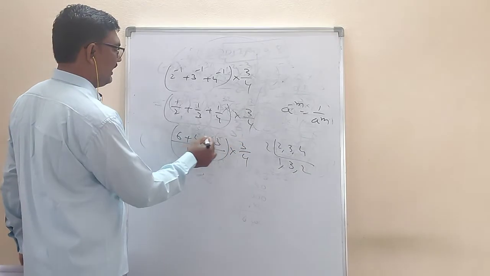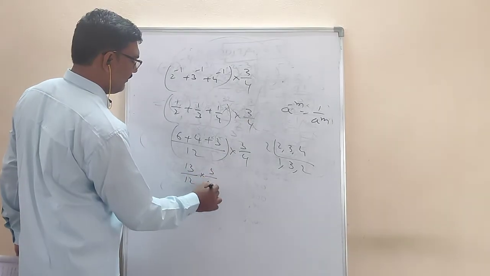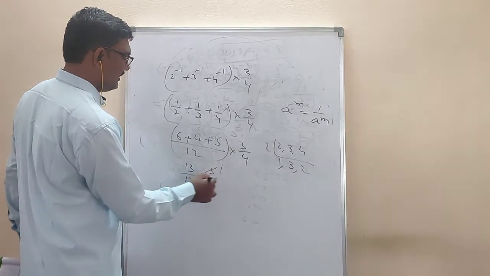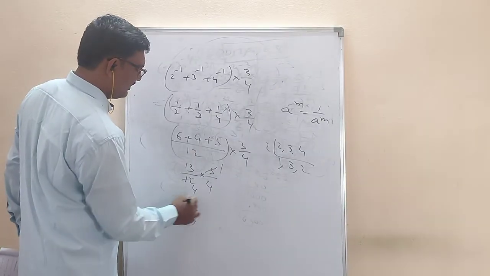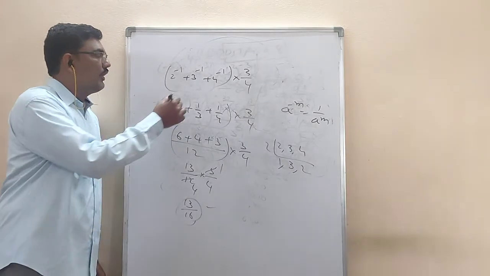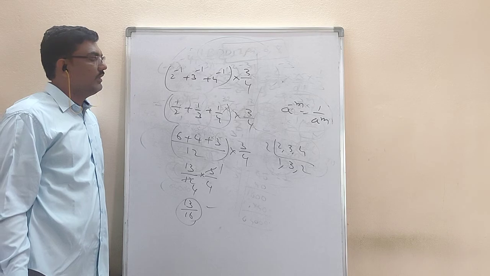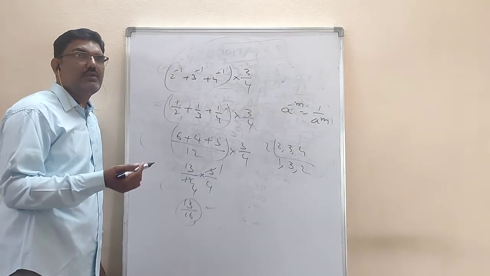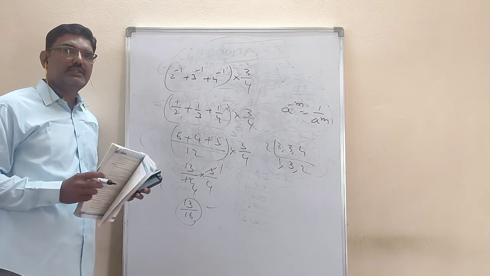Now 6 plus 4 is 10, 10 plus 3 is 13, so 13 by 12 into 3 by 4. So 3 1s are 3, 4 12s are 48. Simplifying, you are getting 13 divided by 16. This is the answer. So you have to practice how to do additions. Okay. If you have any doubt, just call me. I hope that you understood. Practice it. Thank you.